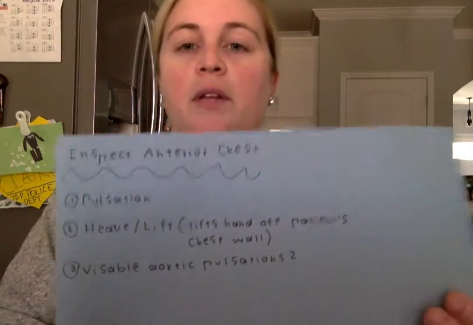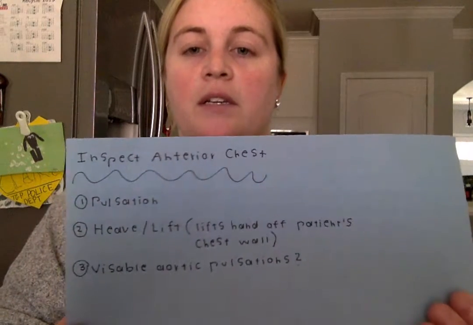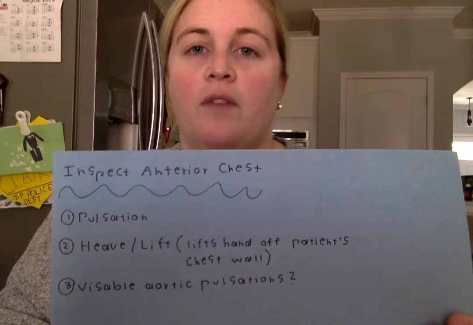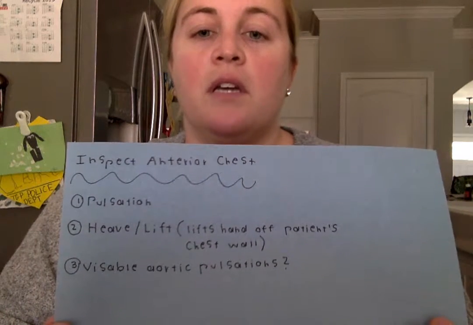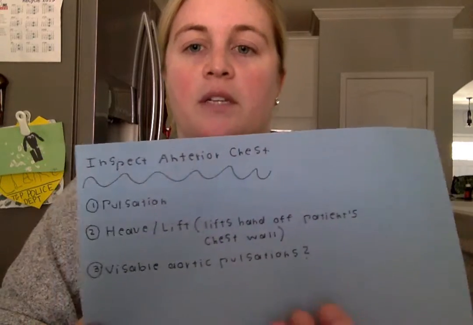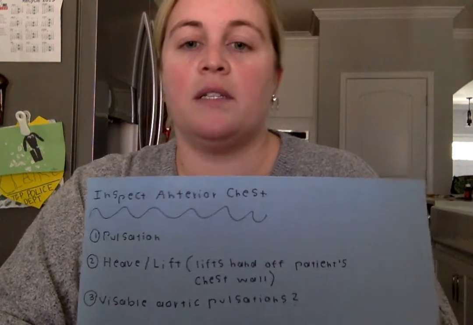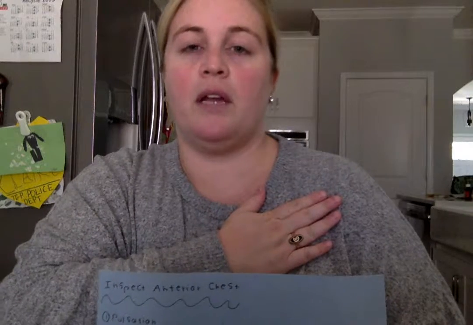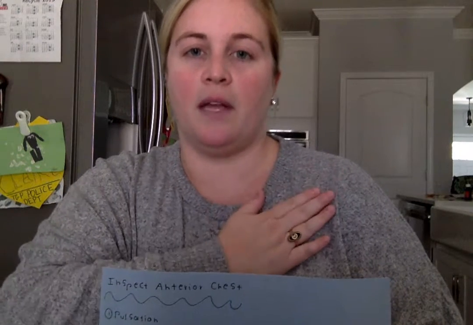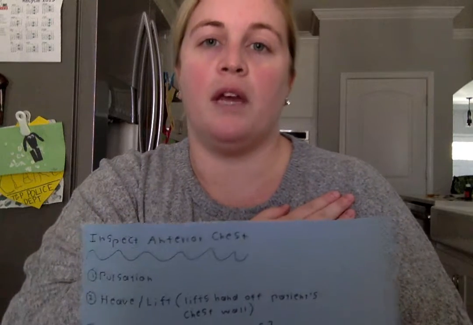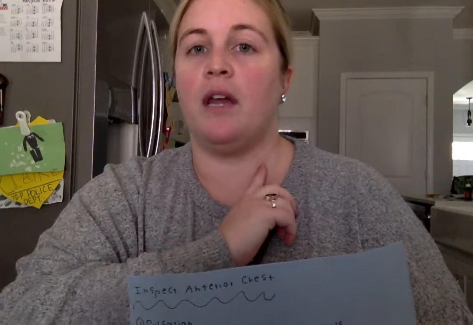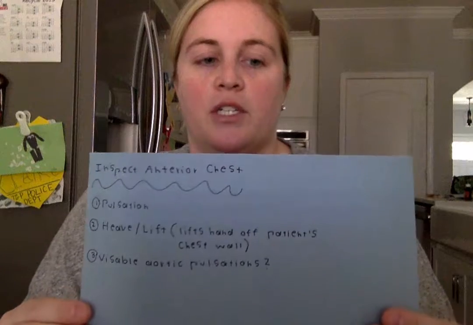The next part we're going to do is inspecting the anterior chest. So you're looking at the chest to see if you find any pulsations, heaves or lifts, and any visible aortic pulsations. The heaves or lifts are when, if you put your hand on their chest, you would visibly move your hand up off of their chest. Their heart is beating so hard, or they have a murmur that's causing that. When they're having visible aortic pulsations, that would be here in their neck, where you would notice a visible pulsation.